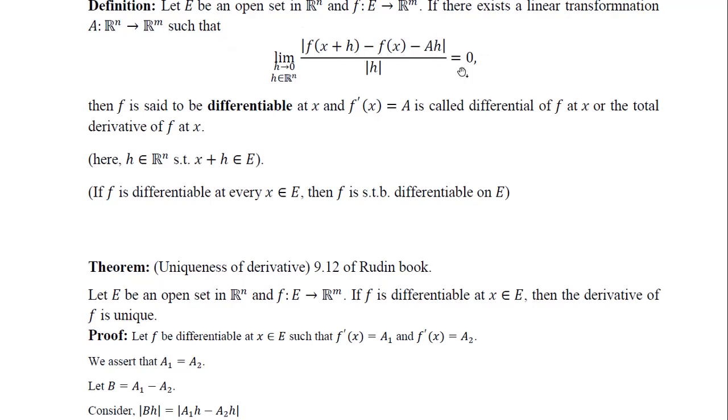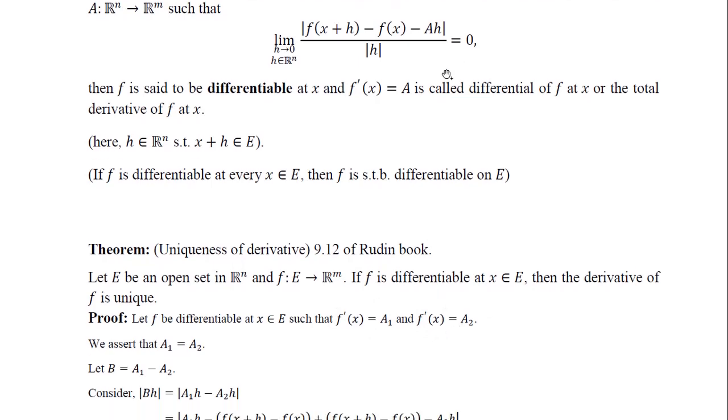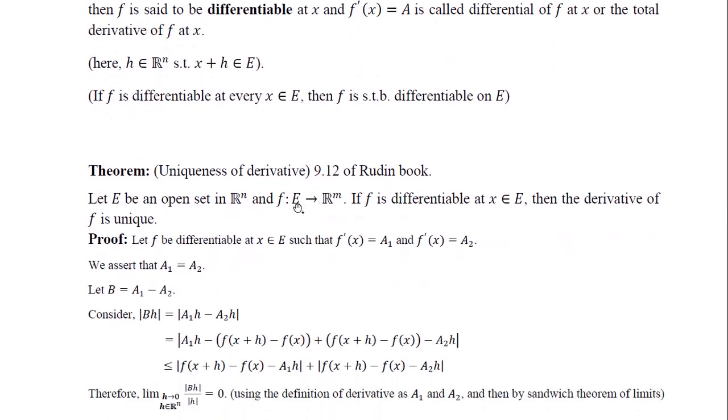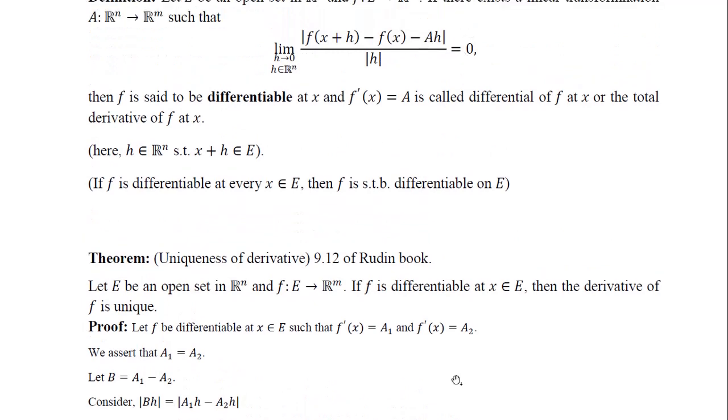So the same thing holds for a1 and the same thing for a2, both the limits should be 0 as per these two assumed conditions. Because for that, we will have the norm of f of x plus h minus f of x minus a1h, and in the other one, all the same thing minus a2h.